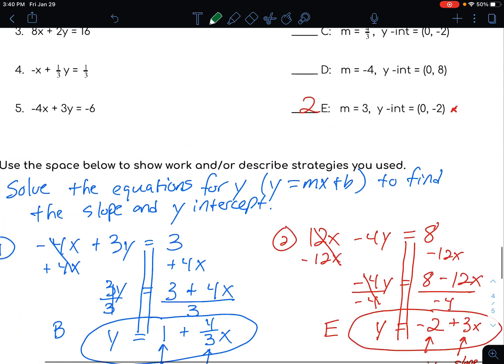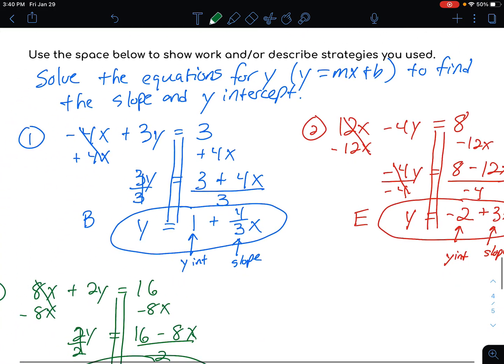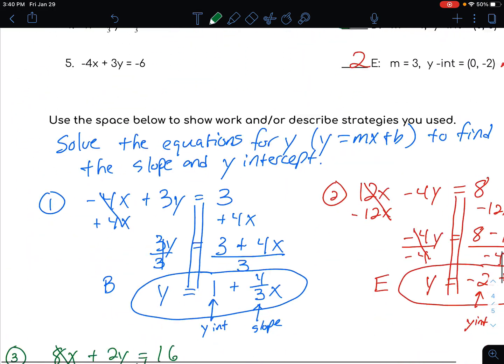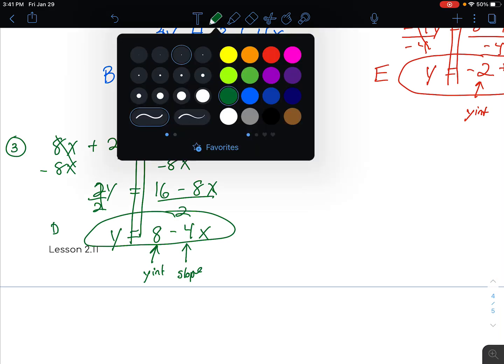So look up top here, y-intercept of 8 and a slope of -4. Looks like right here. So that would be equation number 3. So that matches up with D. All right, we keep moving.